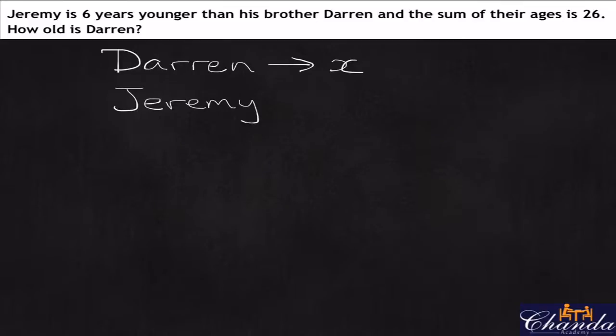is 6 years younger. So imagine if Darren was 10 years old, then if Jeremy was 6 years younger, then we would simply do 10 take away 6. However, in this case, we don't know that Darren is 10 years old. We simply know that Darren is X years old. So Jeremy would simply be X minus 6.